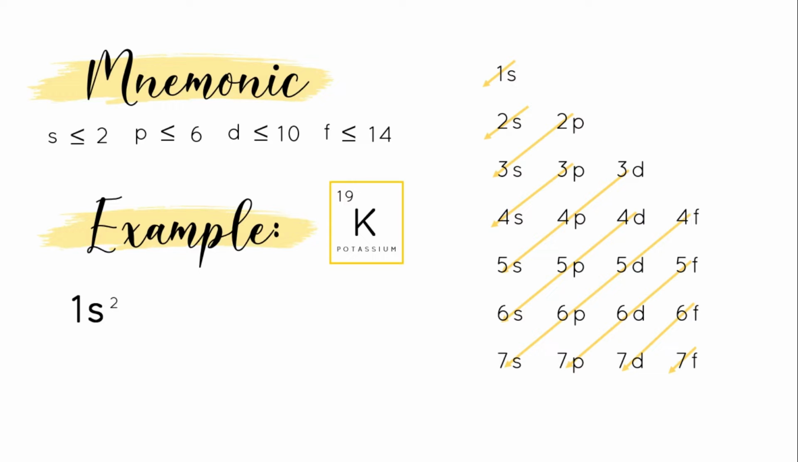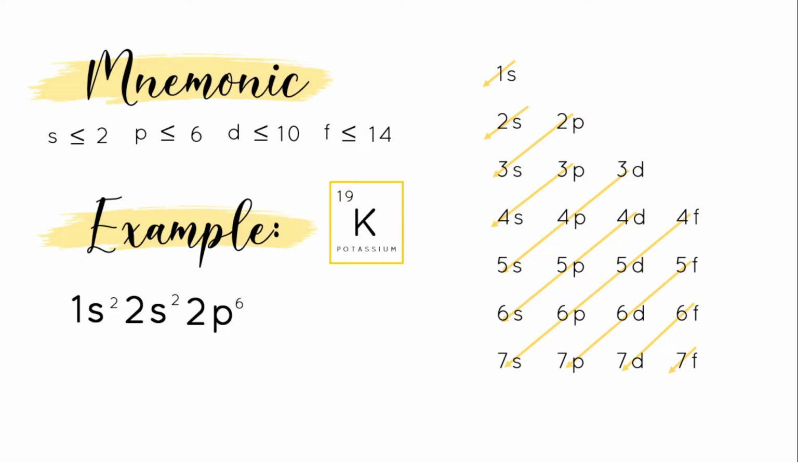Next, we have 2s. Again, we're dealing with the s subshell, and the s subshell can hold up to 2 electrons, so we're going to write 2s2. Next, we have 2p. We know that p can hold a maximum number of 6 electrons. Therefore, we're going to maximize that number of electrons, so we're going to write 2p6. Now, let's count all the superscripts. 2 plus 2, that's 4. Plus 6, that's 10. But we need an overall of 19 electrons. So 19 minus 10, we need 9 more.